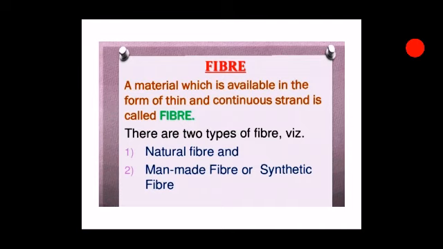Fiber. A material which is available in the form of thin and continuous strand is called a fiber. There are two types of fibers. One is natural fiber and the second is man-made fiber or synthetic fiber.